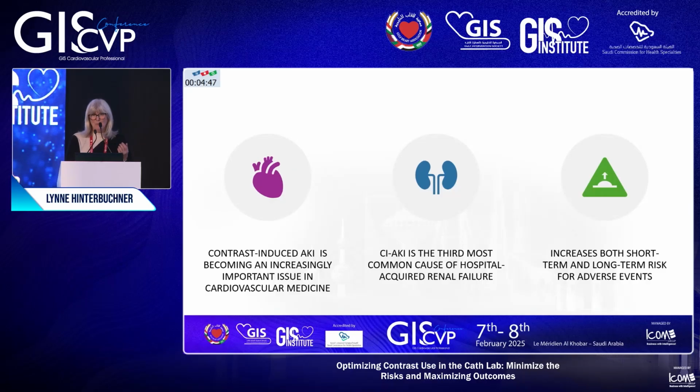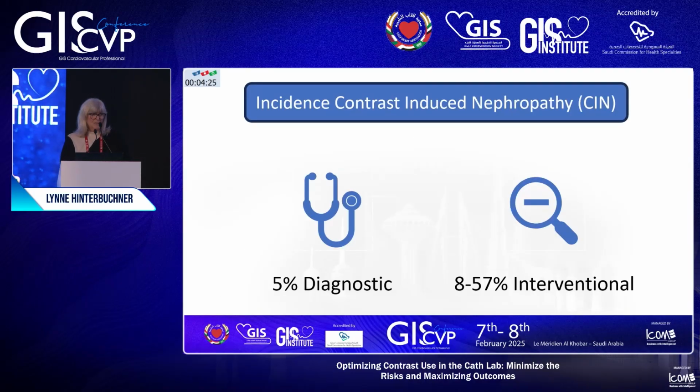So why is this important? Why are we worried about it? Because contrast-induced injury is becoming an increasingly important issue in cardiovascular medicine, and it's the third most common cause of hospital-acquired renal failure, and it increases both long and short-term risk for adverse events. Which patients are we seeing this mostly in? Of course, it's not rocket science, it's the PCIs, it's the interventions, because you need more contrast for these. So when you're in an interventional situation, you really need to watch how much contrast you're using.